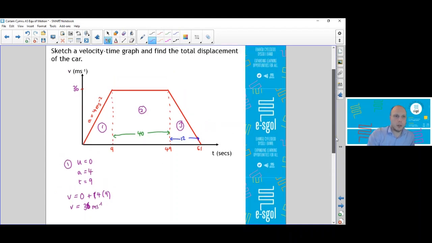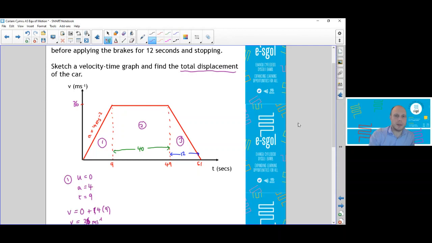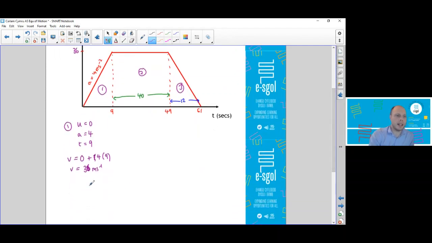And we are trying to work out in this question the total displacement. So I'm going to need to know the area as well, and for that, well, now I know the base and the height. So rather than using an equation of motion, I'm just going to do this. I'm going to say that the area, the displacement, is a half of 9 times 36. And that's going to come out as 162 meters. We could have used S equals UT plus a half AT squared because we've got U, A and T, but it's a triangle, so don't overcomplicate it.